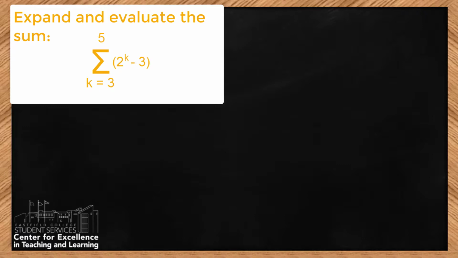To expand this sum, the first thing that we would notice is that our starting index is down here at k equals 3, and we would start with k is 3. So the first thing we would do is plug 3 into the formula, and it would look like this: 2 to the third power minus 3 for the first term. Now whenever we do the sum, the next step is to increase k to 4, and then you will do the next term where k is 4. It looks like this, 2 to the 4.